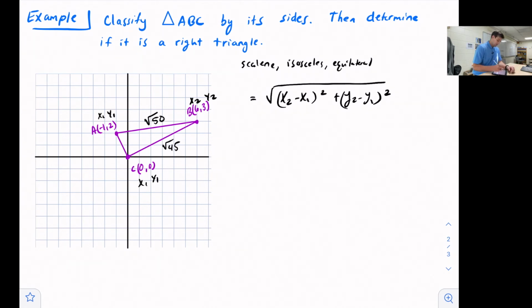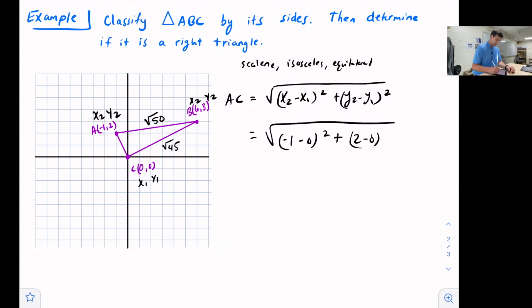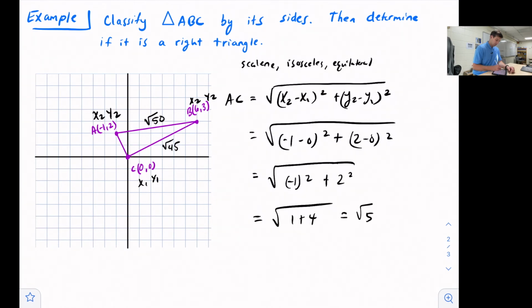And the last one that we're going to find is from A to C. Okay, so let's let A now be x2 and y2. Okay, all right, so now we're going to say -1 minus 0 squared plus 2 minus 0 squared. So -1 minus 0 will be -1, so -1 squared plus 2 squared. And we end up with 1 plus 4, which is the square root of 5.